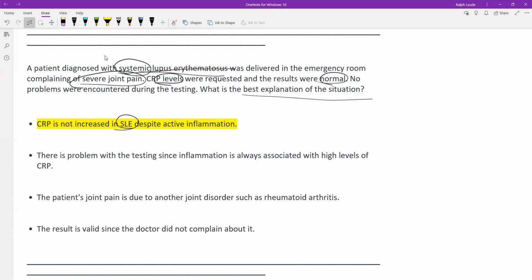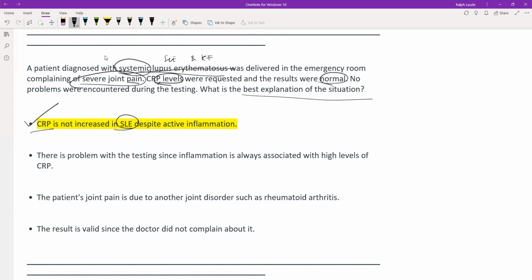With regards to joint pain, if the doctor is going to make a differential diagnosis between SLE and RA, they are actually going to look at CRP. In RA, CRP is very high, but in SLE, it is not. So this is the right answer. There is a problem with testing since inflammation is always associated with high levels of CRP. No, especially with SLE.